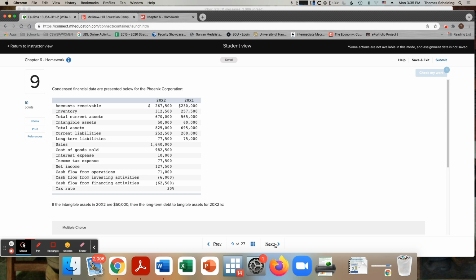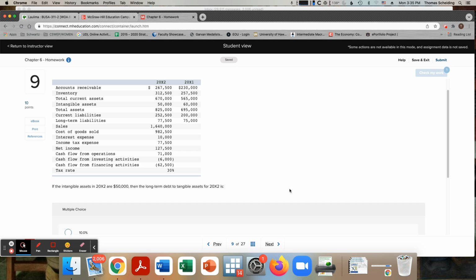Okay. Now we've got something to solve here. Intangible assets for Phoenix Corporation. Okay, so we need to calculate the long-term debt ratio to tangible assets. Our long-term debt here is 77,500, and we're going to divide that by the tangible assets. Tangible assets would be determined by taking our total assets and subtracting out our intangible assets, right? Because then the remainder would be tangible assets.